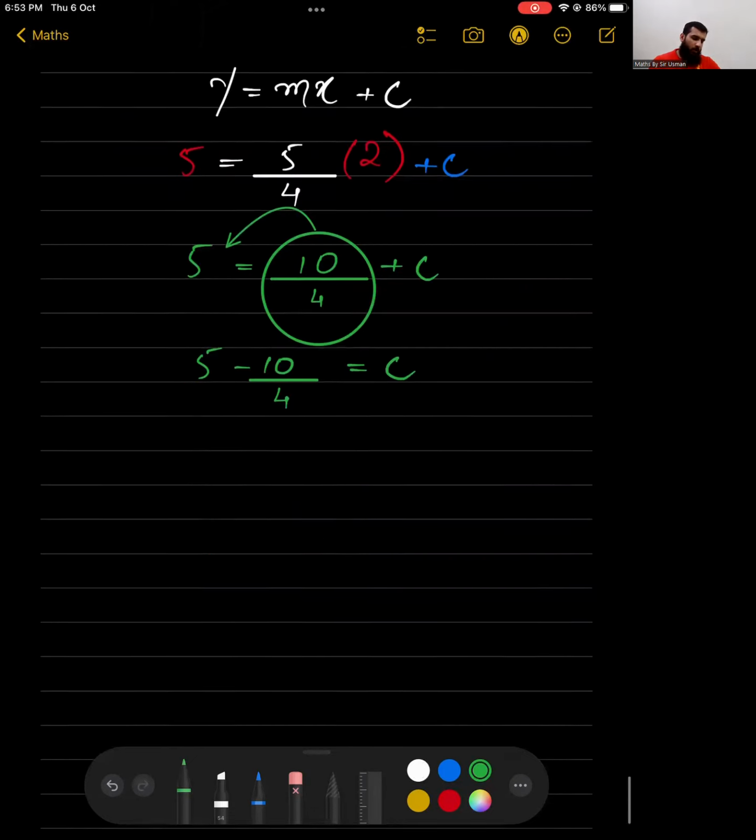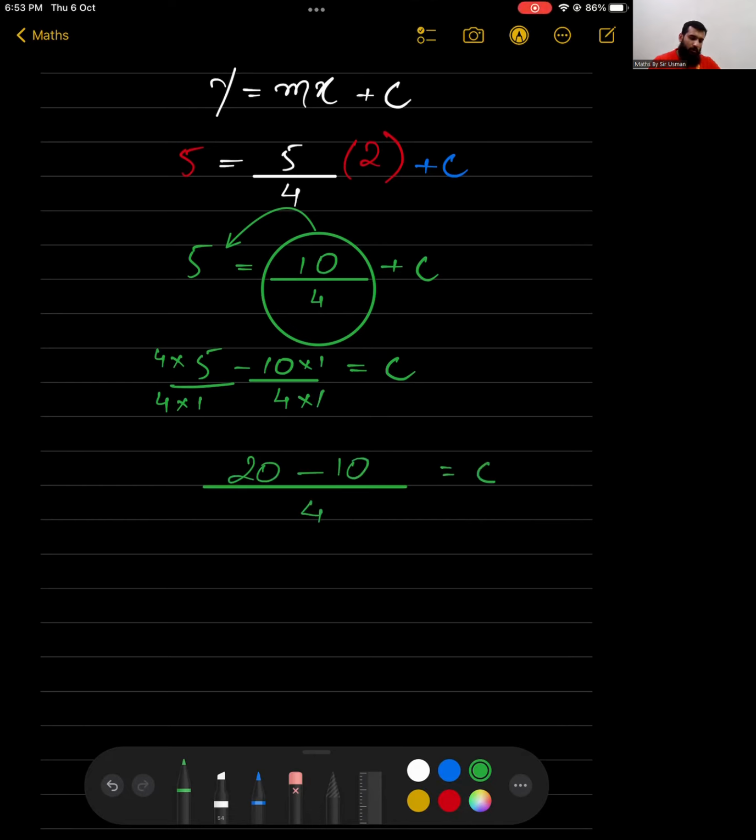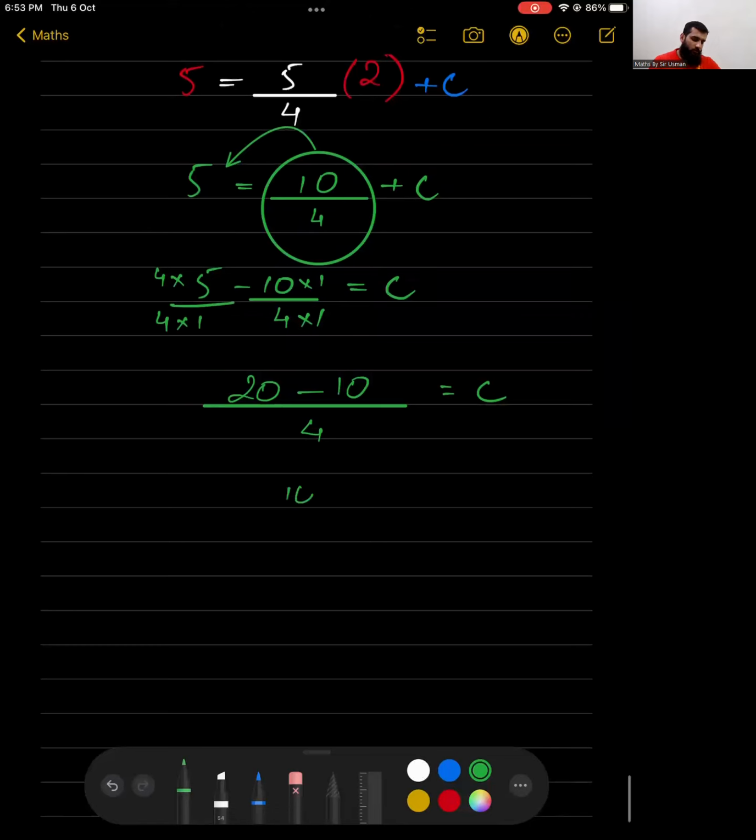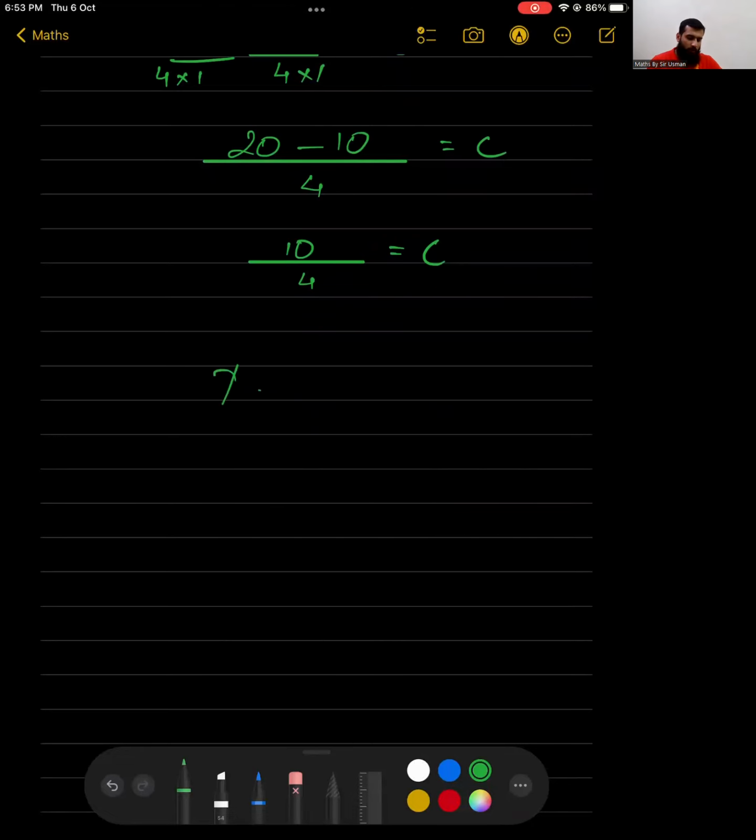Now you will take the LCM, and you will have 20 minus 10 whole upon 4 is equals to c. The answer turns out to be 10/4 is equals to c. So this is how you have got the value of c. Now in the very final step, you need to put the value of m and the value of c in the general equation, and leave the equation in that form. So the general equation was y is equals to mx plus c. Now you have to put their values in place of m and c.